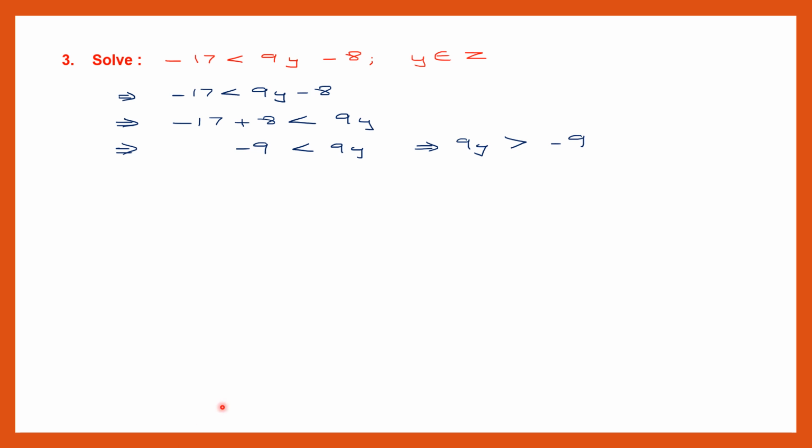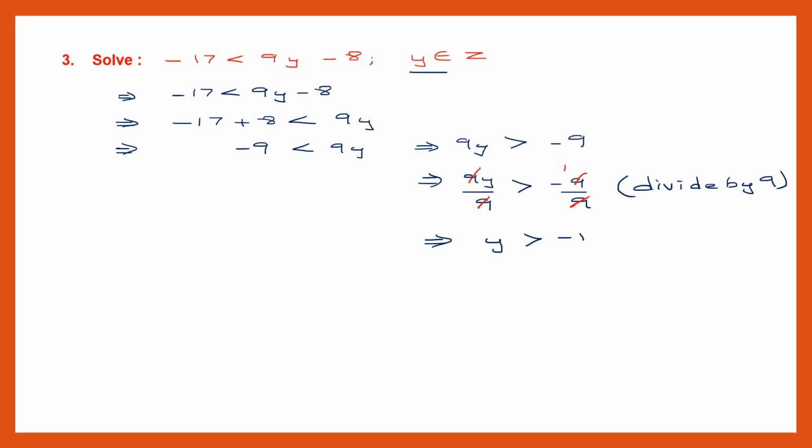Now here we have to have only y, so let's divide both sides by 9. So this will be 9y divided by 9, which is greater than minus 9 divided by 9. What have we done here? We have divided by 9. So now let's cancel. I can cancel this, so I have only y left. Here also I can cancel, and I'll have only 1 left. So here what do we have? Y is greater than minus 1, and we have integers.